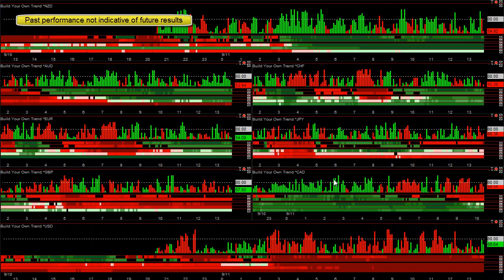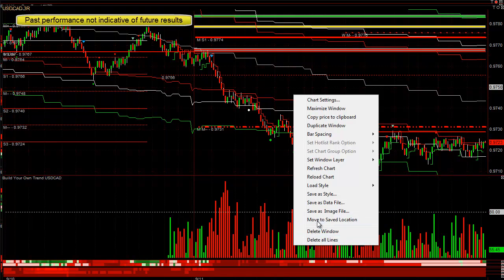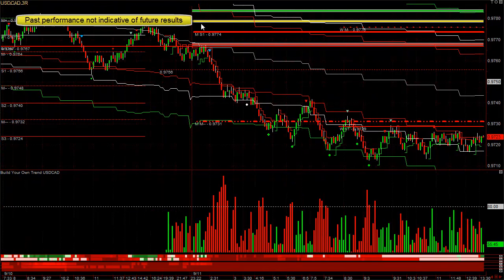Another one that you see here is the CAD was very strong, so we want to sell the dollar CAD. This is a very easy way of trading. And first, looking at the chart, we're underneath the hourly. We're also underneath the point of control of yesterday.